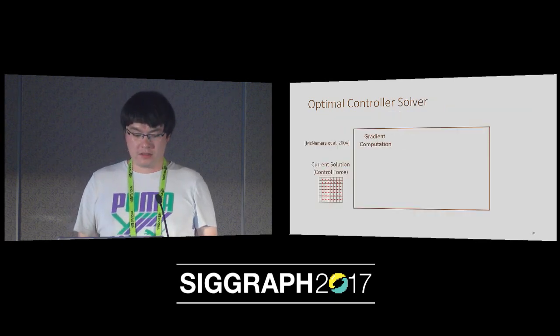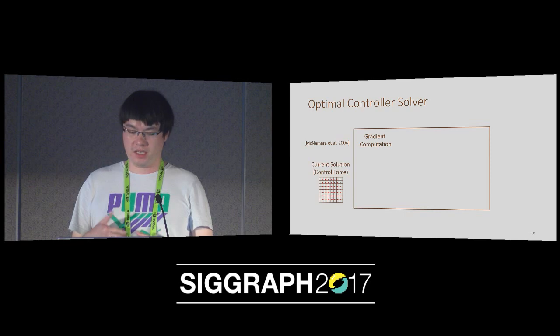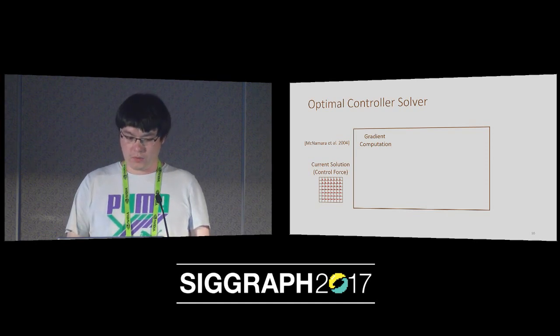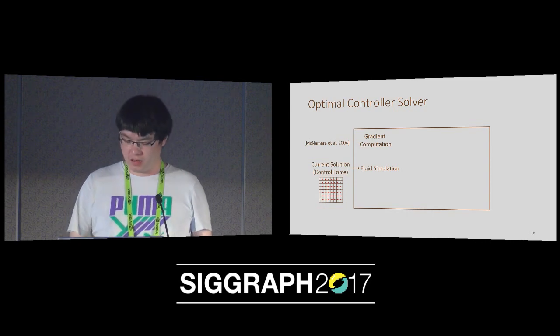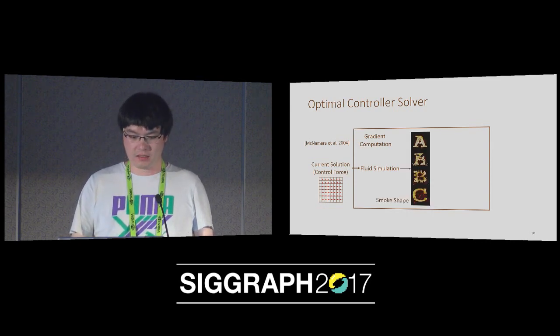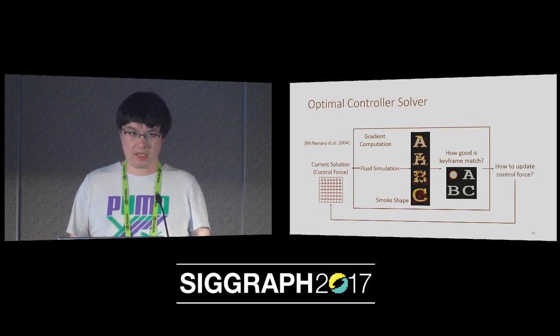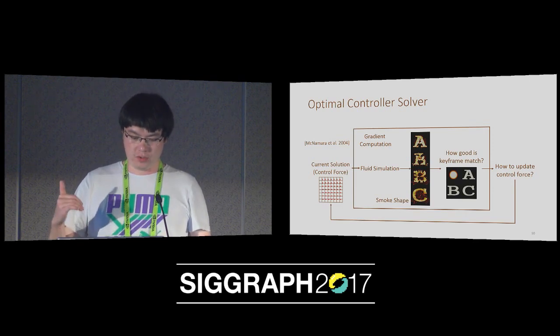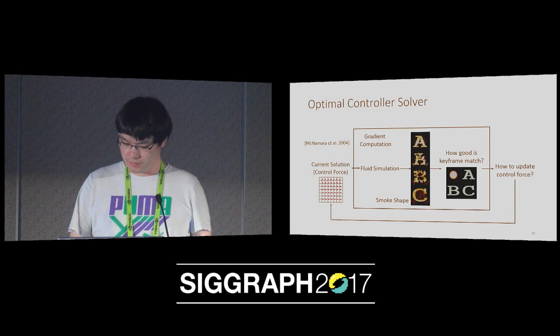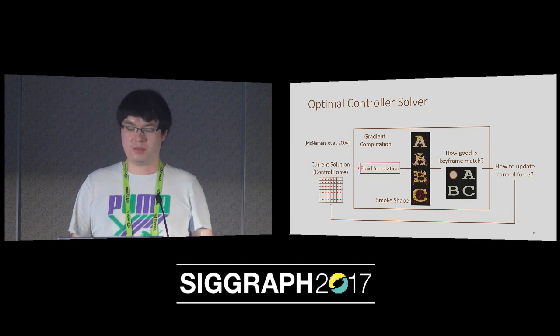The conventional method solves this optimization using a gradient-based method. Let's say we start from a tentative solution represented using the control force trajectory. We first need to run a full pass of fluid simulation to recover the smoke shapes. And then we can determine how well these smoke shapes match the keyframes, and also determine in which direction we should update the control force so that we can reduce the objective function. Of course, the bottleneck in this procedure is the repeated fluid simulation in each gradient computation.